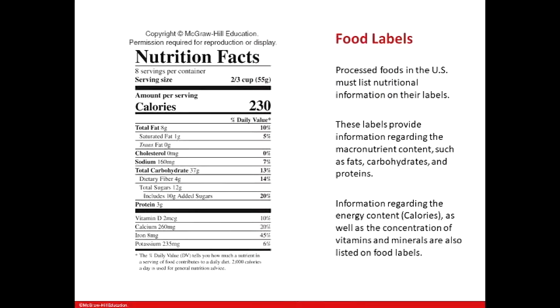So let's examine what we're eating by way of food labels. We'll read the statements on the right side of the slide first, and we'll talk about the diagram. Processed foods in the U.S. must list nutritional information on their label. That is a requirement in the United States of America, that it must be listed on the label.